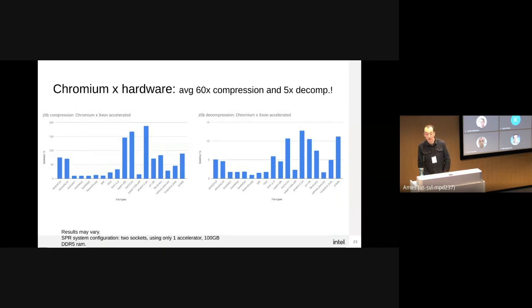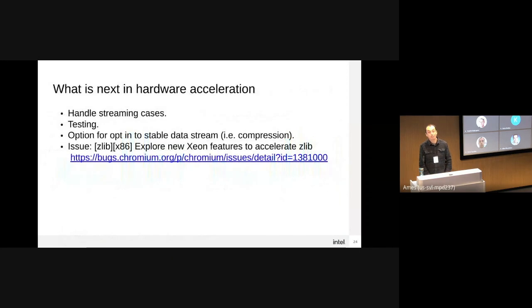And that brings us to the next steps. Right now, the proof of concept works in a situation where I know the payload size. I have to find a way to handle streaming cases. I also have to do lots of testing to make sure this is reliable and stable. And finally, I was talking with some Google folks. They mentioned that they are interested in maintaining what's called a stable data stream. Basically, they expect that the compressed output for a given content would match canonical zlib.